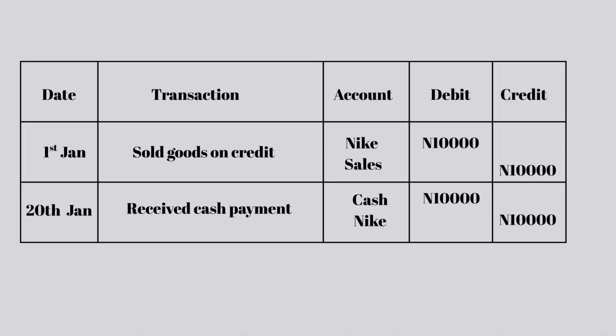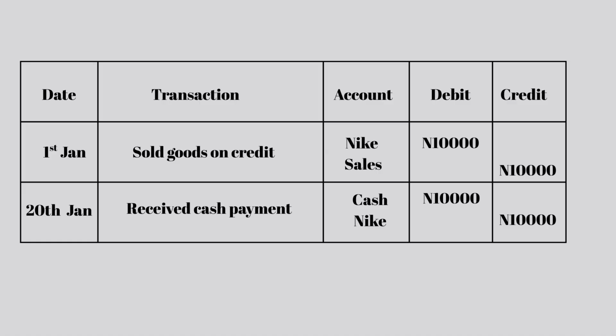So now let's look at the date. 1st of January, and now the transaction. Sold goods on credit to Nike. So now we are going to debit Nike's account with 10,000 naira and we would credit our sales account with 10,000 naira. Nike's account is going to be debited 10,000 naira. Why? Because she received goods worth 10,000 naira. And our sales account is credited because goods worth 10,000 naira left our account. Do you understand? Now let's move to the next transaction.